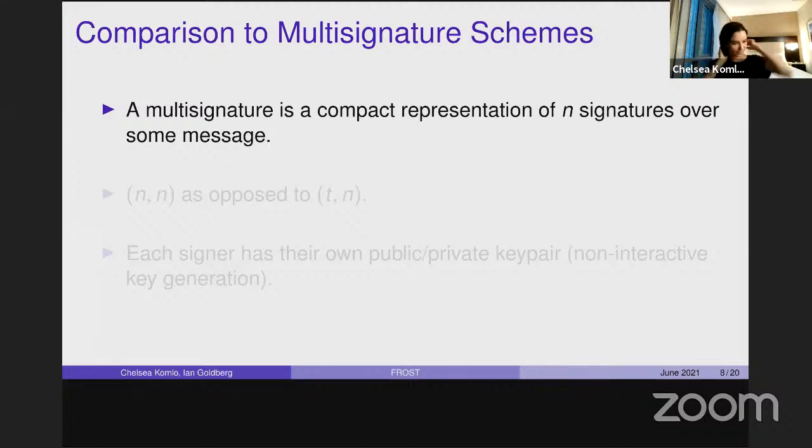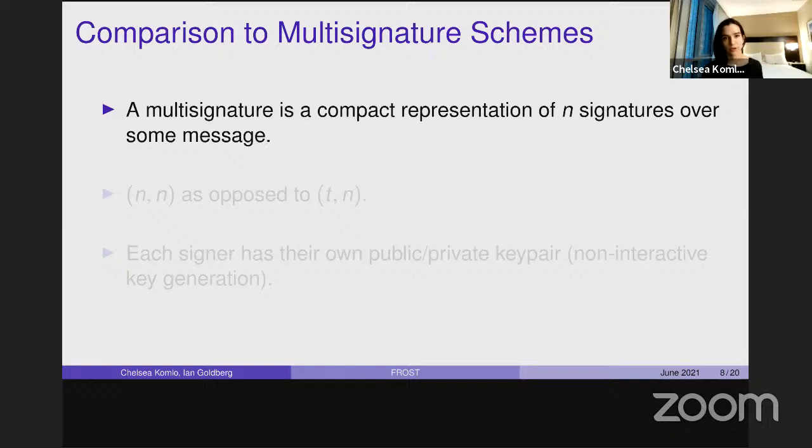So I'm going to take a sidestep really quickly and talk about the comparison to multi-signature schemes. You may have heard of some parallel work to Frost that's being done in the Bitcoin ecosystem by the Blockstream folks. And their scheme is called MuSig2. Essentially what they've defined is something that's very similar to Frost, but a multi-signature. So I'm going to quickly talk about the differences between threshold and multi-signatures.